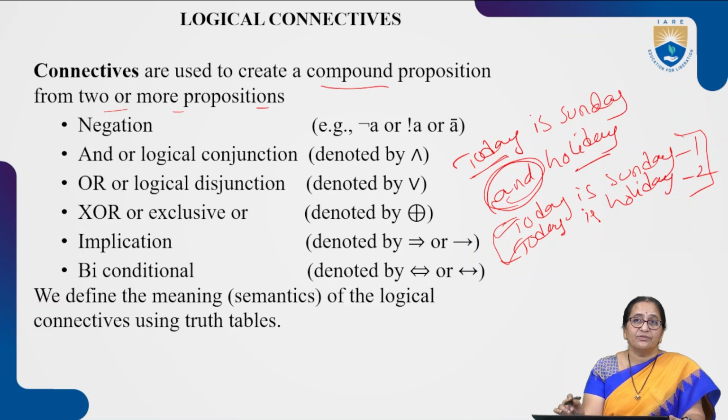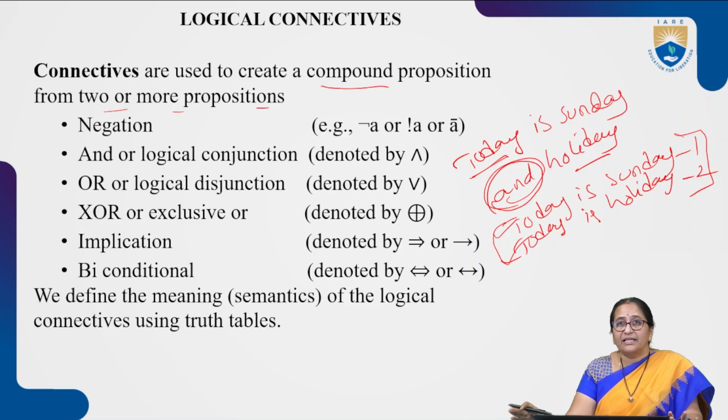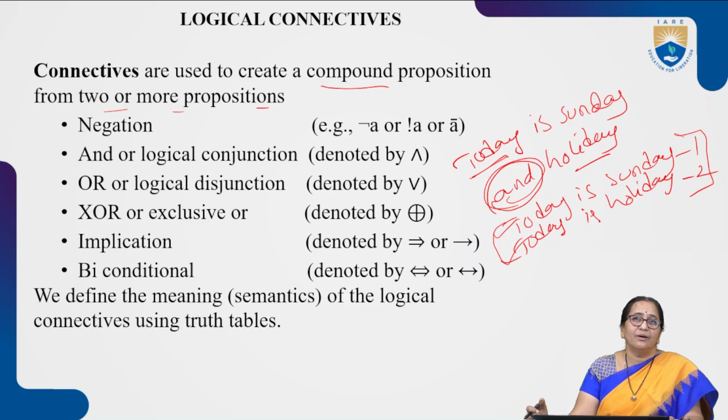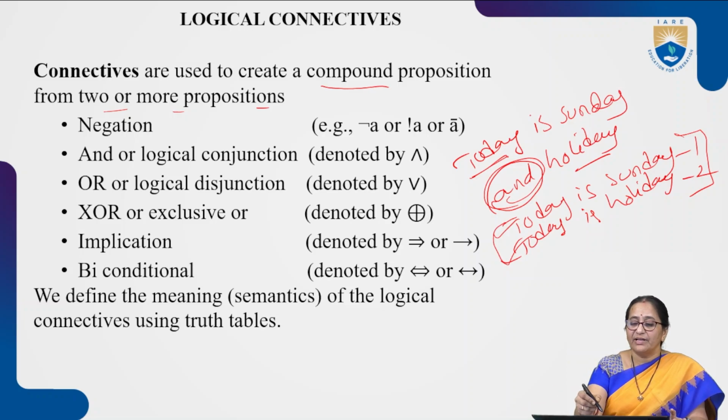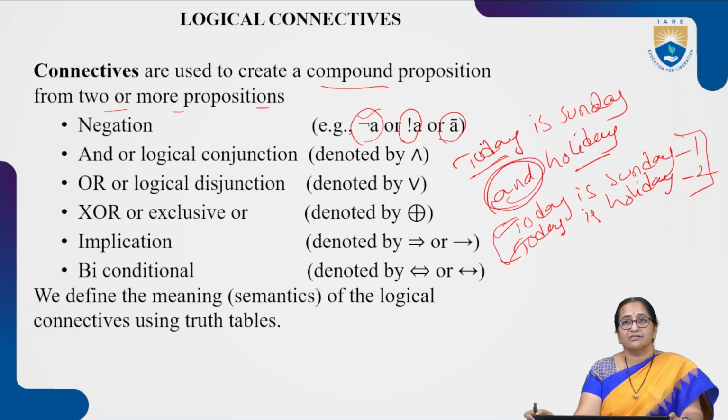So here we have some connectives that are used to create compound propositions. Those connectives are negation, for example, today is Monday, today is no holiday. Yes, here we have negation, the and operation, or logical connection. The negation of A we represent in one way, there is another representation for the negation of A, and A bar is also one of the representations for negation.